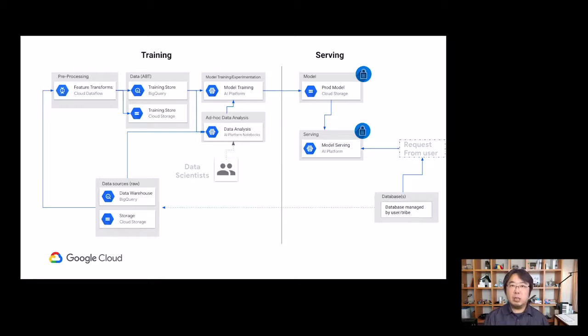This is one example system diagram of how you can combine those components to build a solution. For example, you can use BigQuery for pre-processing or ingesting data from a data warehouse, combined maybe with Cloud Dataflow for ETL. Then you can use AI Platform Training to train the machine learning model at large scale. Once you have the trained model, you can upload it to Google Cloud Storage and use it with AI Platform Prediction for serving.